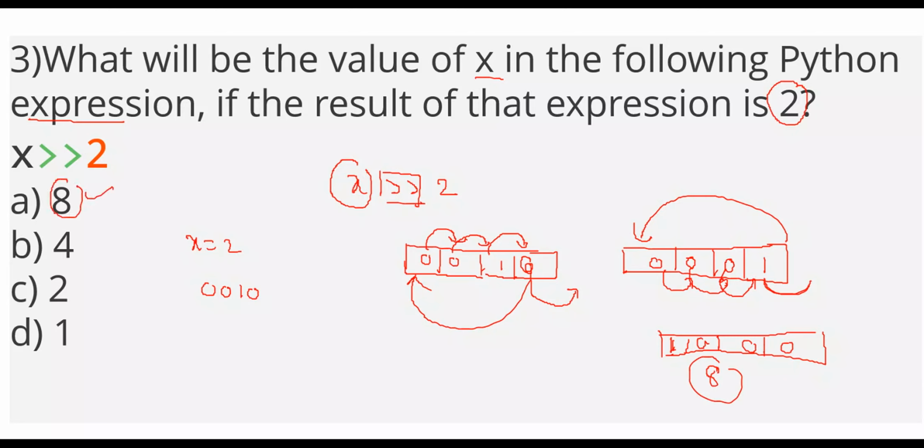Here this is a right circular shift. So whatever bit you have taken out will be added to the end of the string. So here at the end this will be added. Like that, after shifting 2 bits, you will get 1 0 0 0. So it is equal to 8.